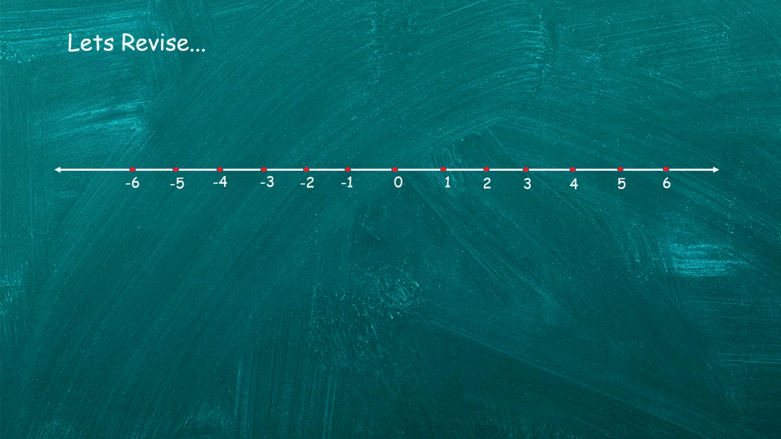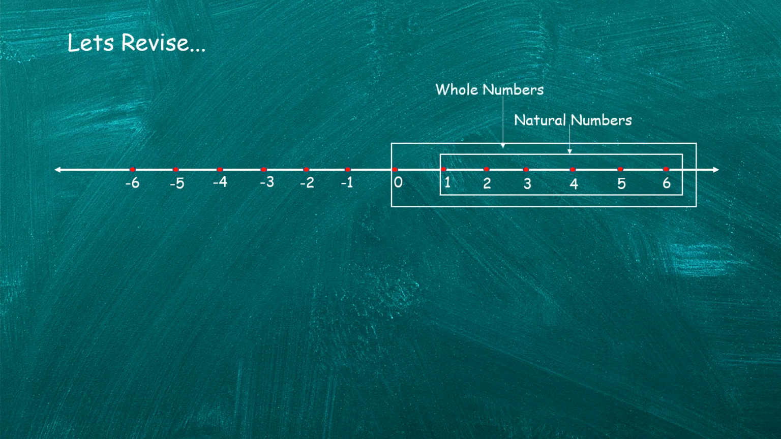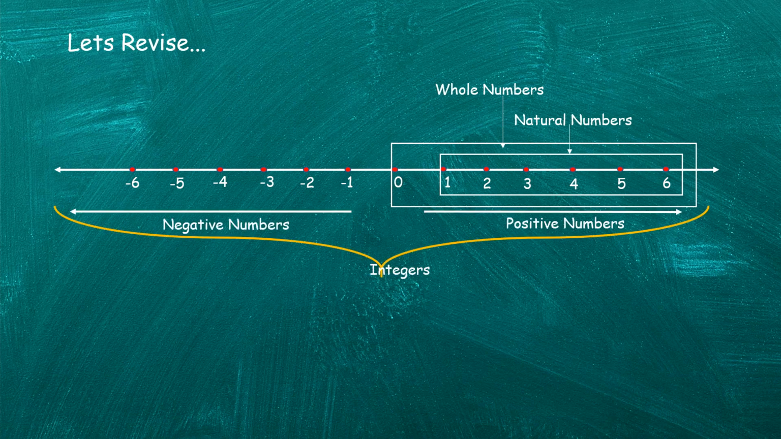Before going towards surds, we'll recap all the number types that we have learned till now. All the numbers starting from 1 to infinity are called natural numbers. All the positive numbers starting from 0 to infinity are called whole numbers. Combining the set of positive and negative numbers, we have the set of integers, and all the decimal values, terminating, non-terminating, recurring, non-recurring, form the set of rational and irrational numbers.